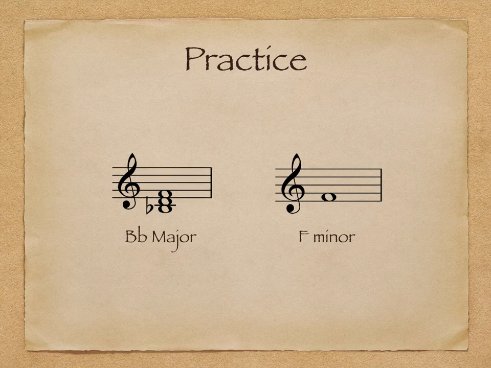Here's what you should have gotten for B flat major. When we spell triads, we always start from the bottom and say the note names in order going upward. So here it's B flat, D, F. And here's what you should have gotten for the F minor triad. It's spelled F, A flat, C.